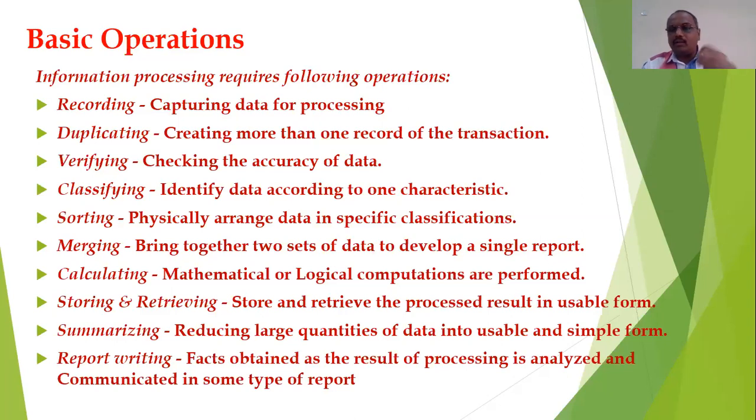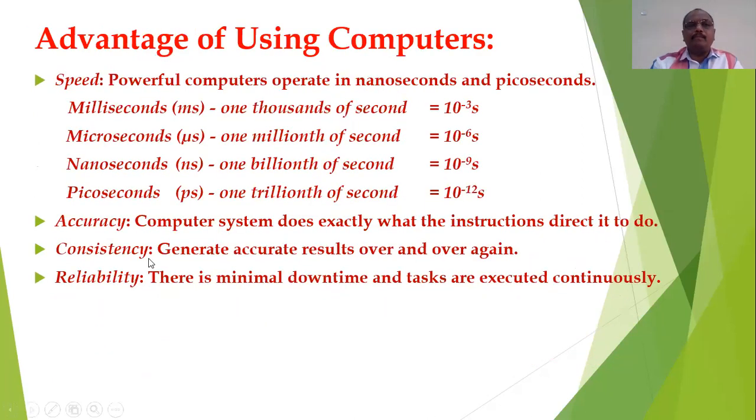Then report writing. Facts obtained as the result of processing are analyzed and communicated in some type of report. So now we have collected all the data. Now we have recorded, we have summarized. Now we are going to make the report. We are going to make the printout, or we are going to distribute them based on the requirement. So these are all the basic operations for information processing: recording, duplicating, verifying, classifying, sorting, merging, calculating, storing, summarizing, and report writing.